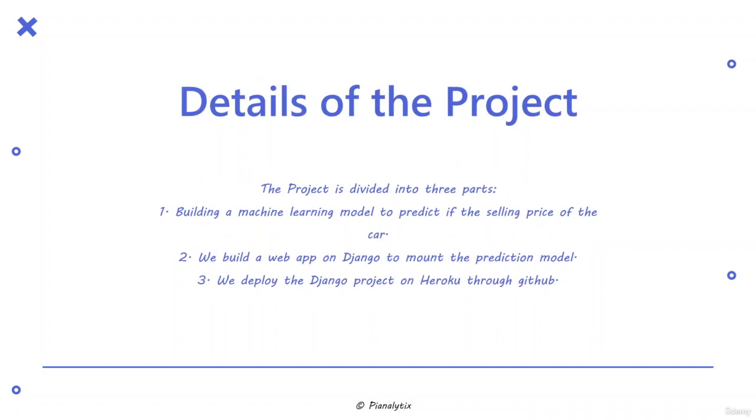So details of the project. Now the project is actually divided into three parts. The first part is building a machine learning model. So we will be building a machine learning model, that is a random forest regressor model, to predict the selling price of the car. Next, we will be building a web app on Django to mount this prediction model. And lastly, we will be deploying the Django project on Heroku through GitHub.